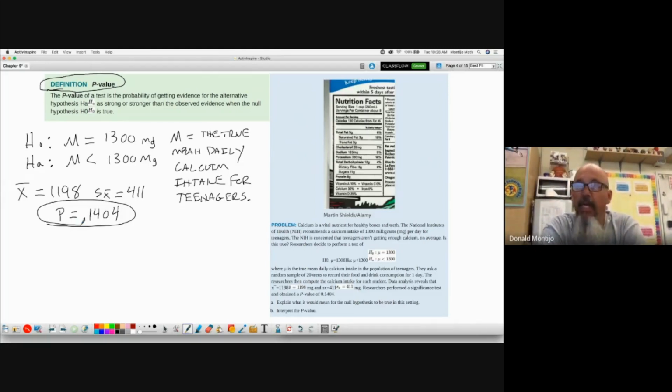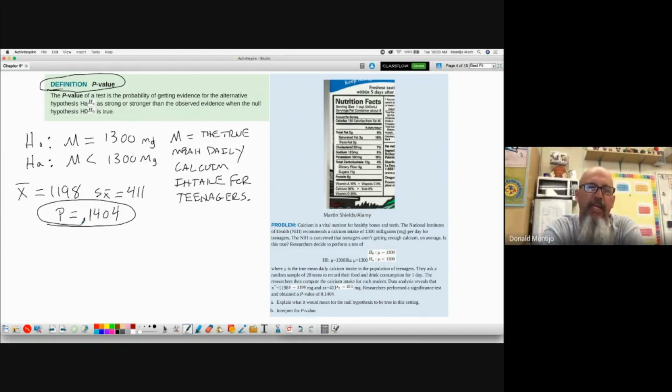That's going to be a huge part of significance tests as well as confidence intervals, the interpretation in context. So remember, we always define the parameter, and we said that mu in this case is the mean. The mean what? The mean daily calcium intake. The mean daily calcium intake of who? Oh, of teenagers in the United States.